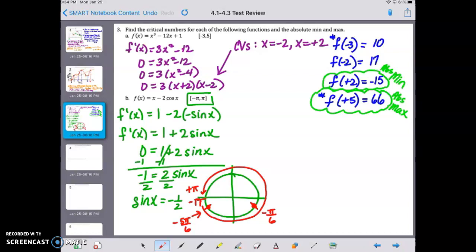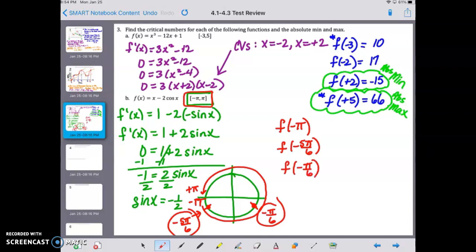So now I'm going to do the same thing. I know my critical values, right? And I know my interval from negative pi to pi. So now I'm going to do f of negative pi, f of negative 5 pi over 6, f of negative pi over 6, and f of pi. And I am plugging those into my f of x function.